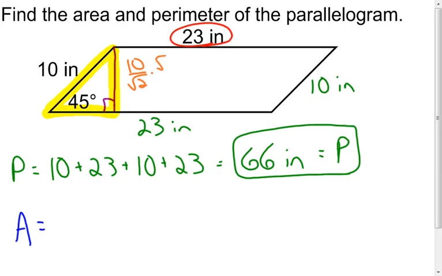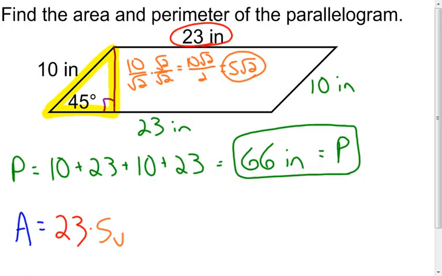Now I can't leave it like that, so I'm going to fix it. I end up with 10 root 2 over 2, which is the same thing as 5 root 2. Therefore, I know that the height of my parallelogram is 5 root 2. Now I can come back to my area formula. Area is equal to base times the height, and I'll have the area of my parallelogram.